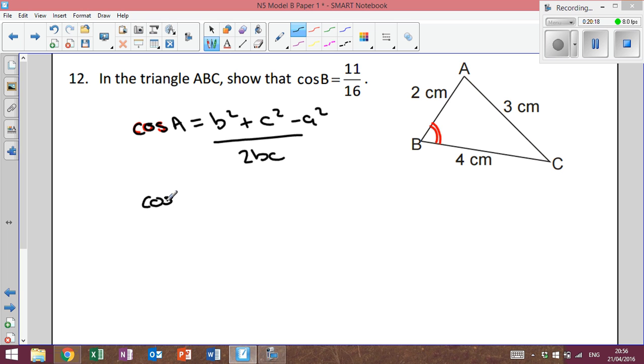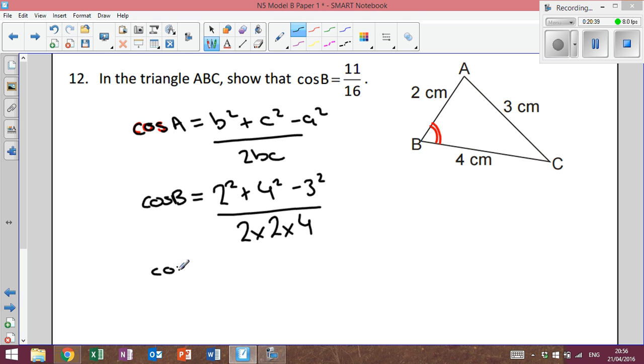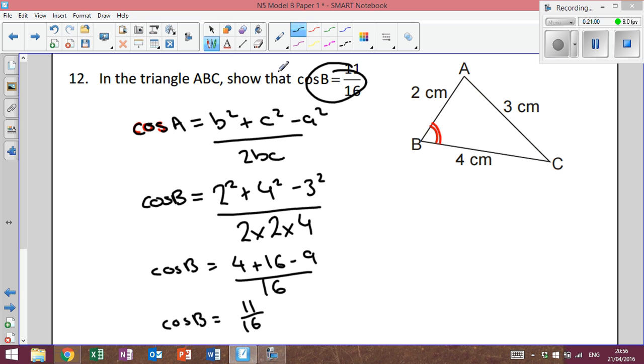So this is going to be cos B, which is absolutely fine. It doesn't matter what B and C are, they're going to be the other two, but that 3 has to be at the end. So cos B is going to be 2 squared, add 4 squared, take away 3 squared, all over 2 times 2 times 4. 2 squared is 4, 4 squared is 16, 3 squared is 9, 2 times 2 is 4 times 4 is 16. 4 add 16 is 20, take away 9 is 11, and that is as shown. One mark there for substituting in, one mark for showing it.